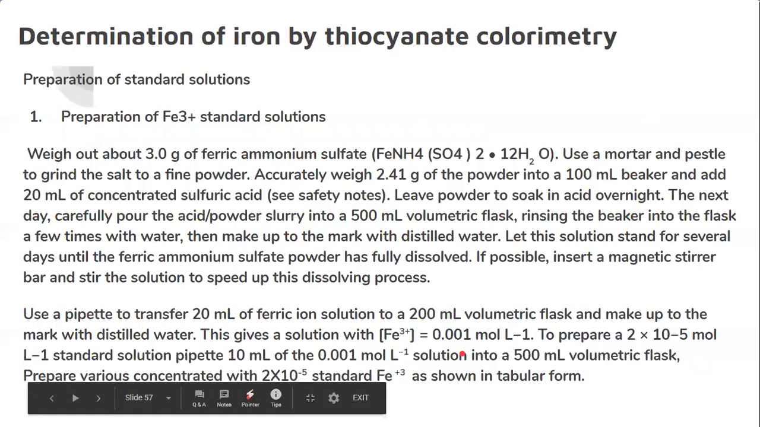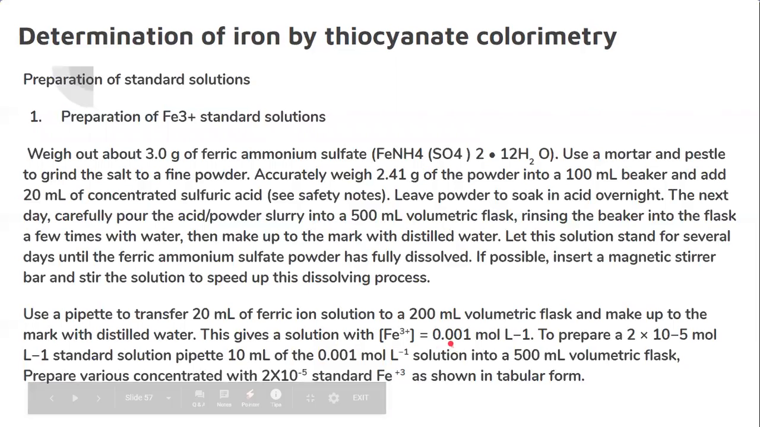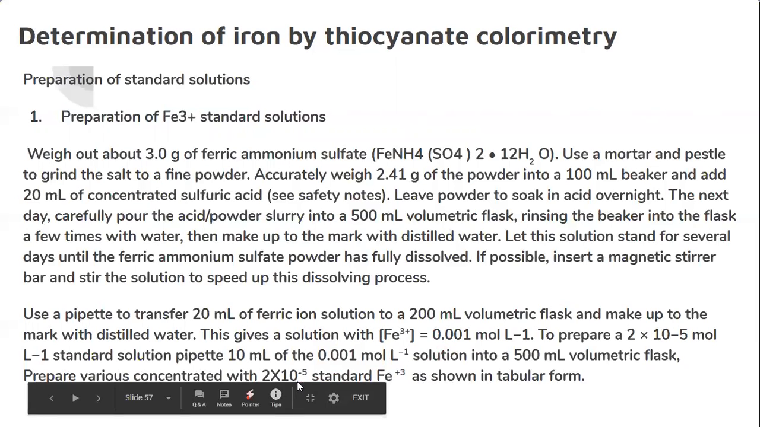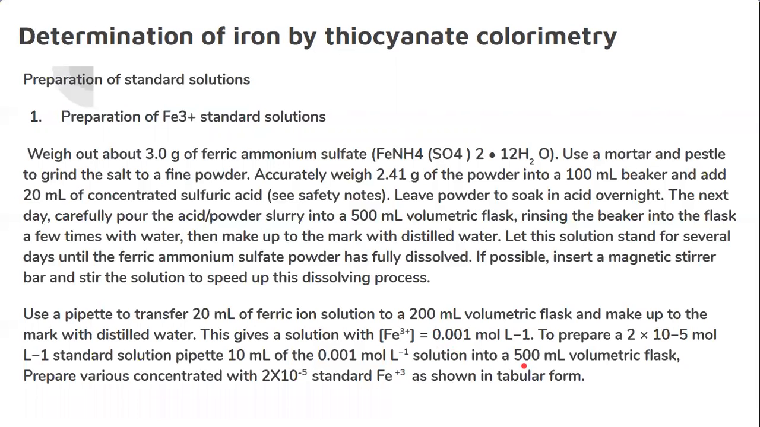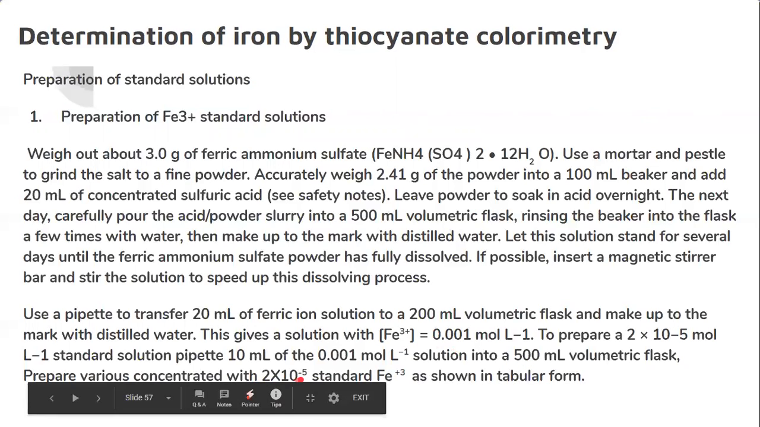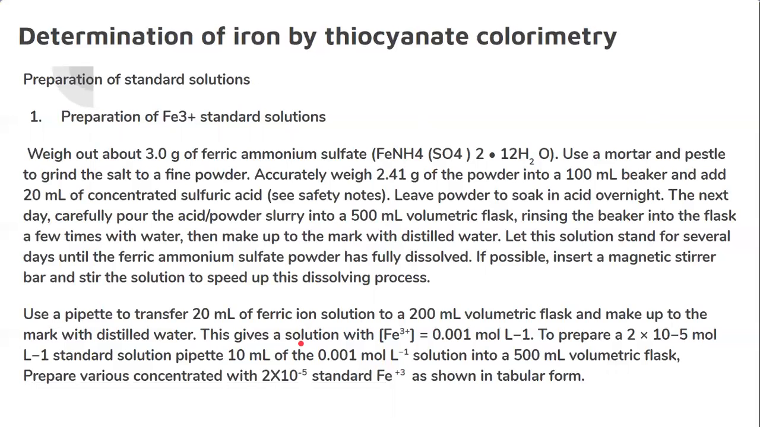And next, how we can convert this one. By using this, we prepared a 1 millimole concentrated ferric ion solution, and from that we need to prepare a 2 into 10 to the power of minus 5 concentrated solution. So how can we prepare it? By taking 20 ml of this solution and transferring it into a 500 ml volumetric flask, and making it up to the mark. Thereby we get a 2 into 10 to the power of minus 5 standard ferric ion solution.